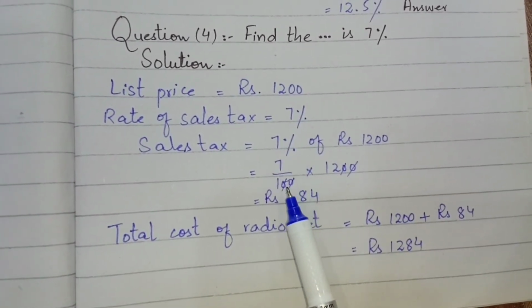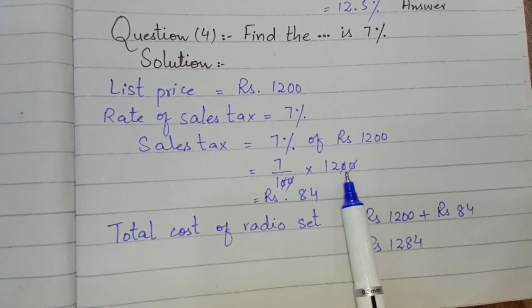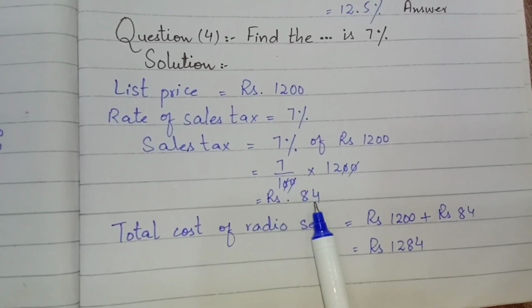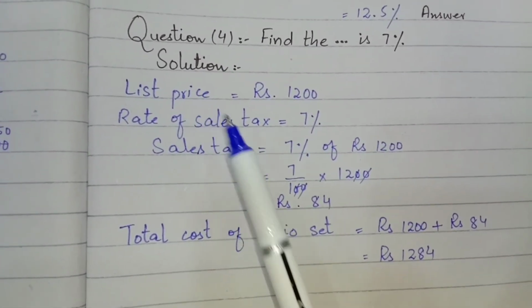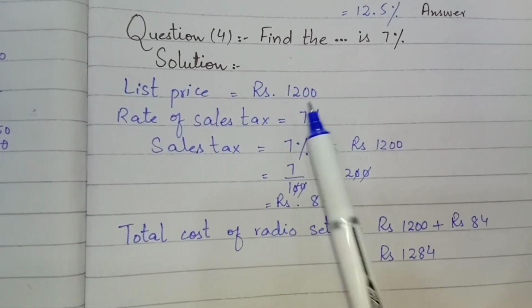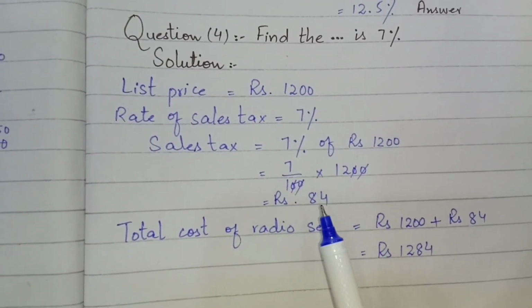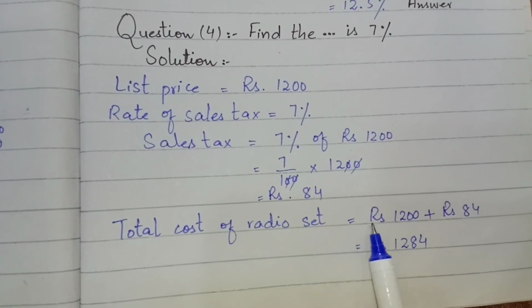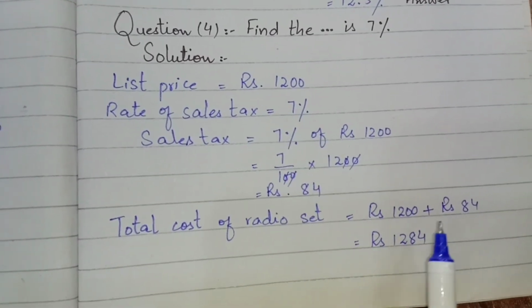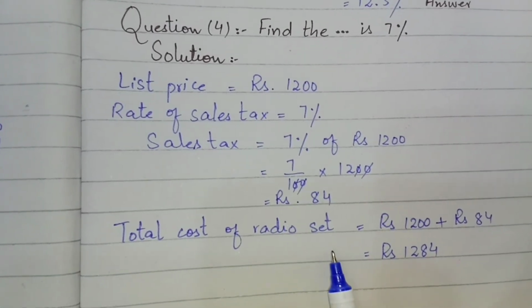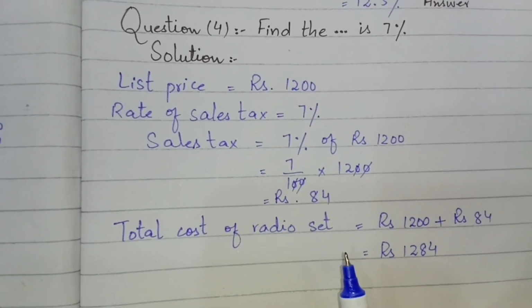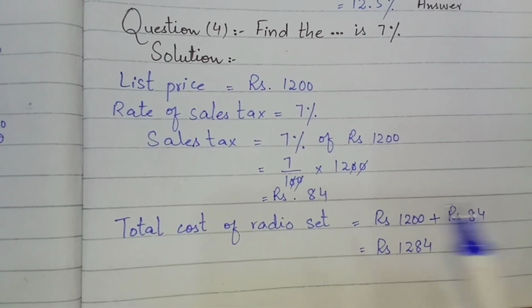So 7 divided by 100 multiplied by 1200, 2 zeros will be cancelled out with these 2 zeros and we get rupees 84. So the sales tax is rupees 84. Now the buyer has to pay rupees 1200 plus 84 because of the general sales tax. So the total cost of the radio set will be 1200 plus 84. So 1284 rupees is the total cost of the radio set which has to be paid by the buyer.